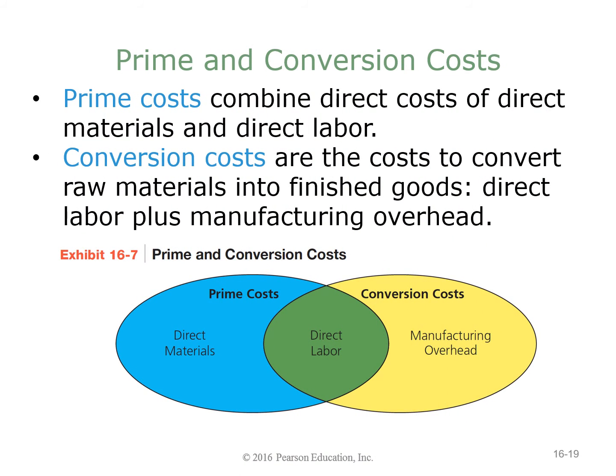Here we come to two special forms of cost, which are the prime cost and the conversion cost. The prime cost is a combination of direct material plus direct labor. And the conversion costs are the costs to convert raw material into finished goods, which is direct labor plus manufacturing overhead. This figure represents that very clearly. We have direct material with direct labor, so it is prime cost, and this is manufacturing overhead, and whenever it is with the direct labor, it is the conversion cost.